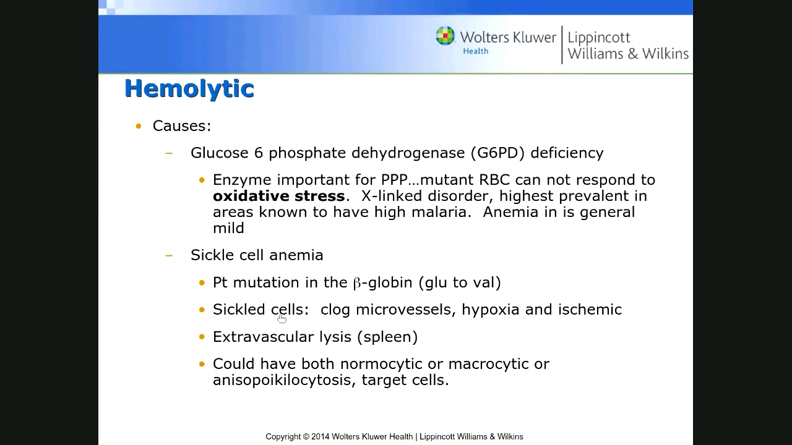Glucose-6-phosphate dehydrogenase is an enzyme often seen in the blood, and it's important for making NADPH through the pentose phosphate pathway. If you don't know what that is, it's important for making the sugar base for the nucleotides.